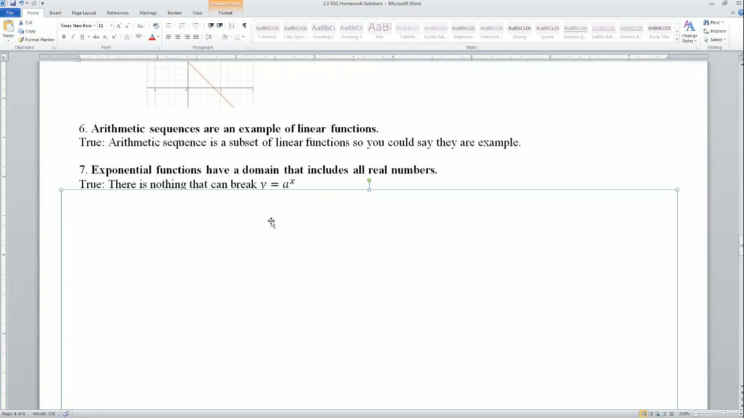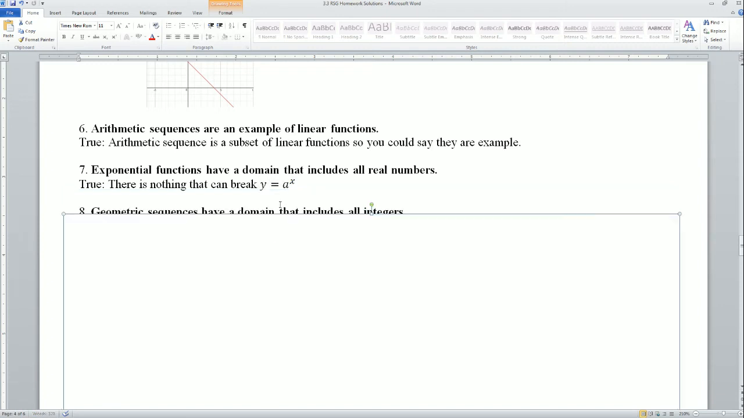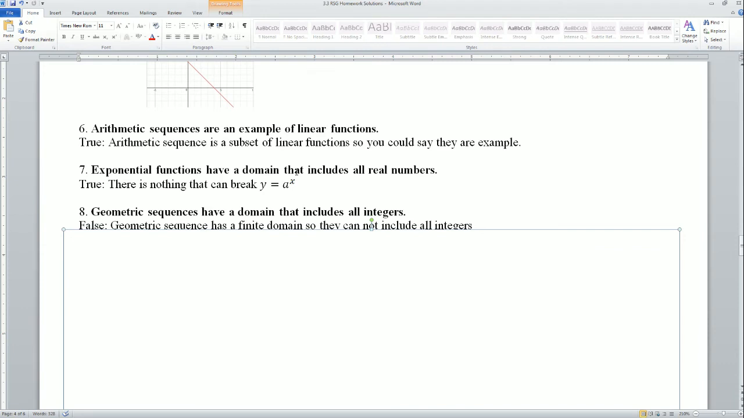7. Exponential functions have a domain that includes all real numbers. This is true. You can't plug in anything here for x that would break this equation, okay? Except imaginary numbers. That's why they say all real numbers here.